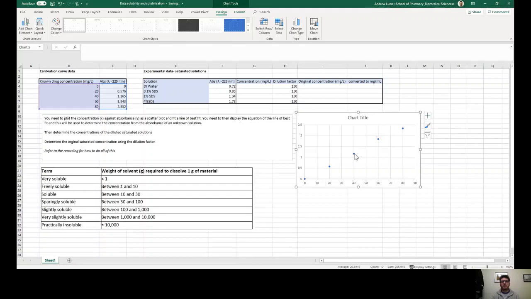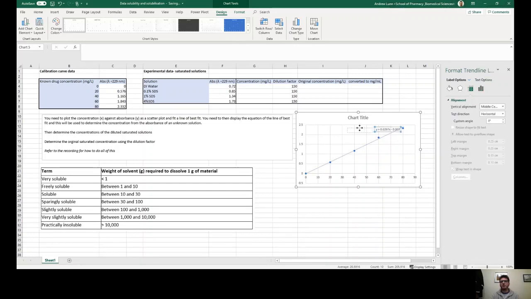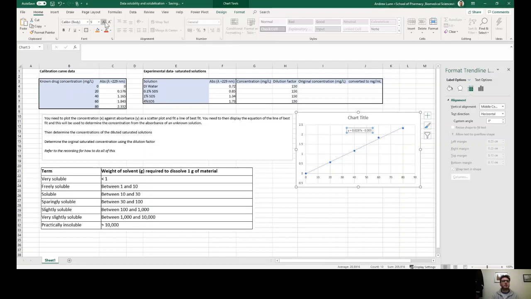You can work out the gradient of this line by hand. But as we're on Excel, we may as well just get Excel to do that, and it'll probably be more accurate. So we're going to put a linear trend line on, and double click on that, and get it to show the equation on the chart. I'll just make that a bit larger. There we go. So we can see the equation there.